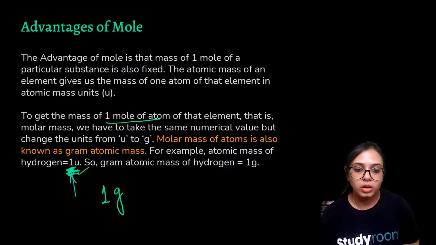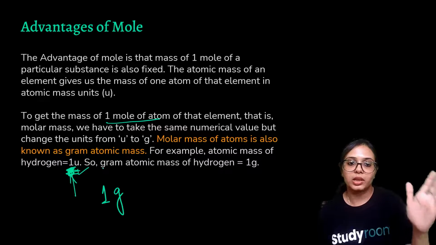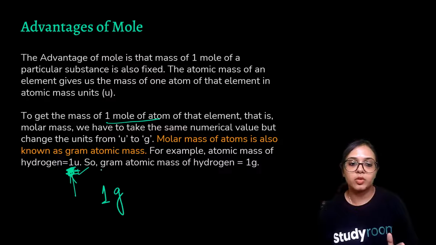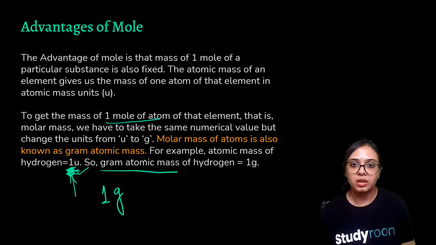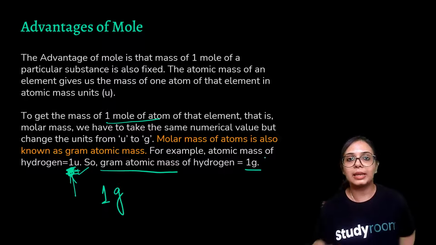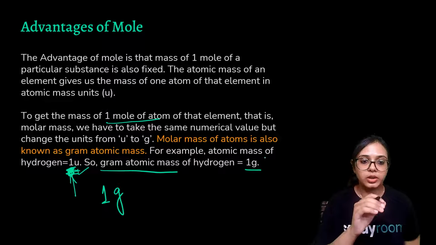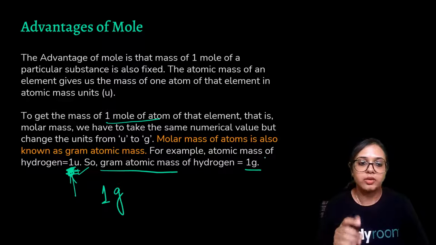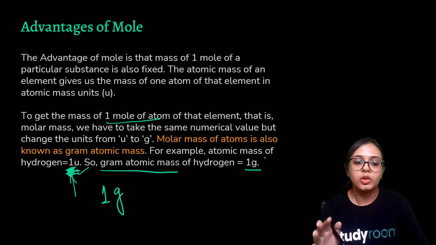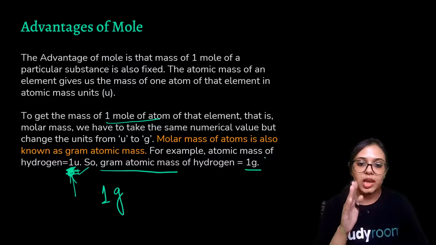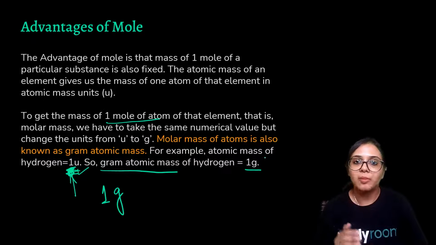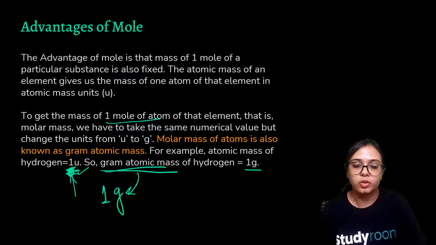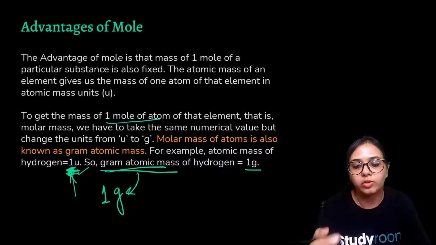So the atomic mass of hydrogen is 1 U, but when we look at the mole concept, the gram atomic mass is how you will calculate the molar mass. So the gram atomic mass of hydrogen is 1 G. You're only taking the value of that particular element, which would be the same. For hydrogen it is 1, so the value would be the same. You will only be switching the units from the atomic mass unit U to the gram atomic mass, that is G. So just an exchange of units.